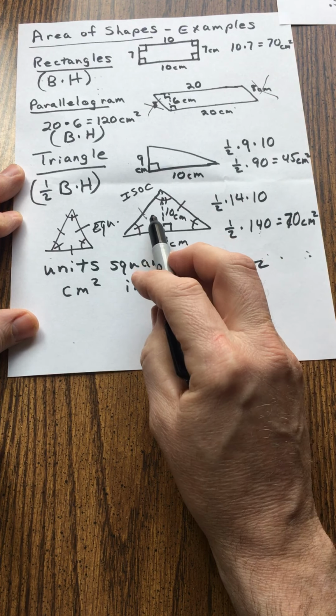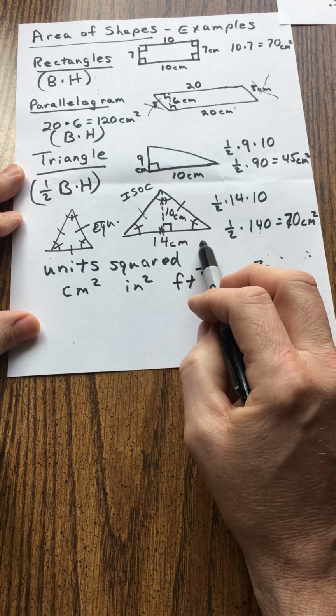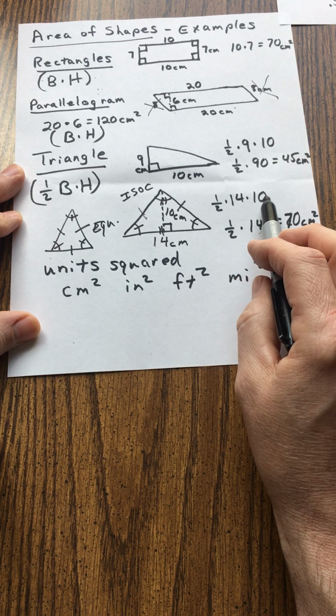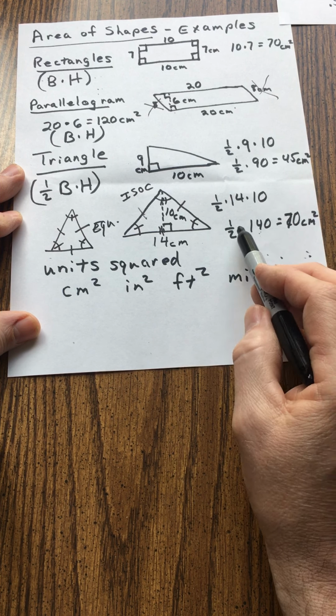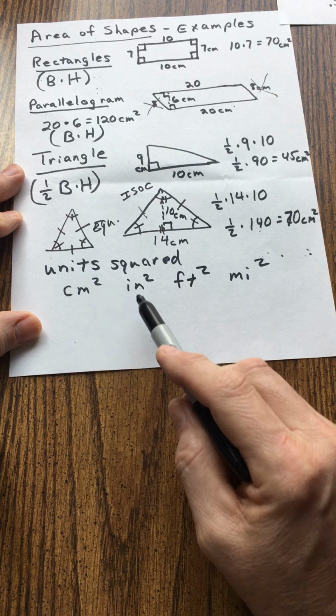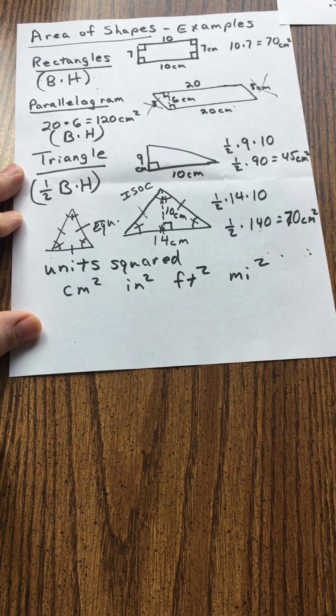Anyway, on this isosceles triangle, we had a base of 14, a height of 10 going up and down here. 14 times 10 is 140. Half of 140 is 70. Remember, your units are squared, whether they're inches, centimeters, feet, miles.